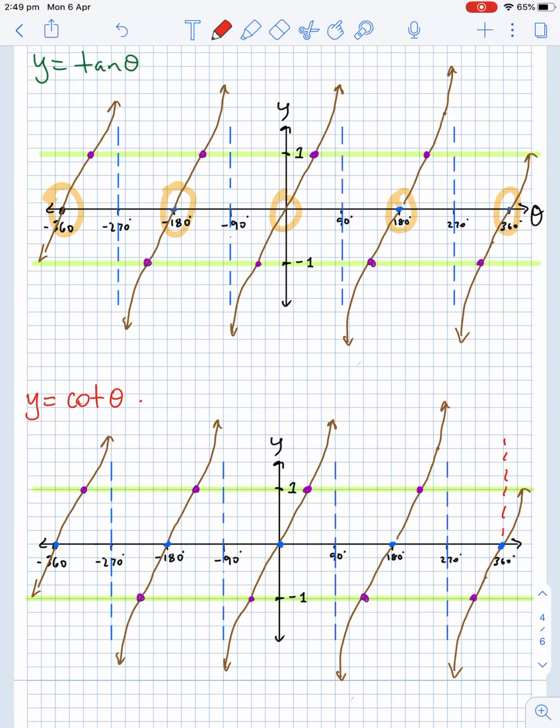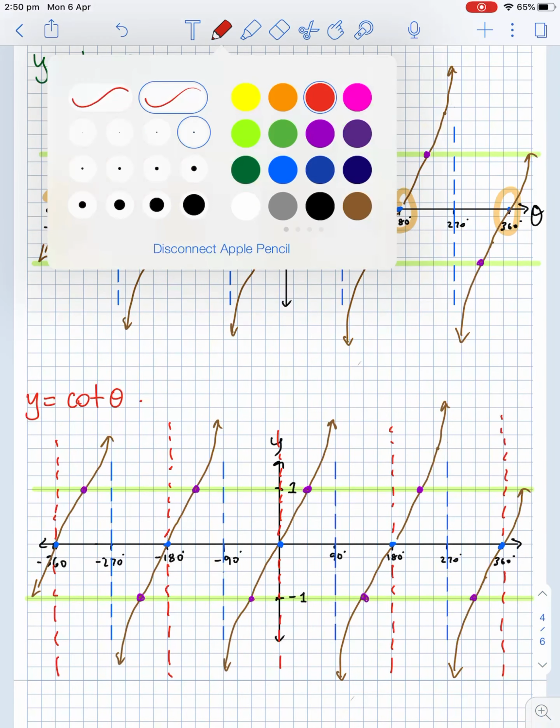So 0 is here, so new asymptote, I'll put this in red. One here for 180 because it equals 0. The y-axis is going to be an asymptote. Asymptote here for cot theta because it equals 0. And over here as well. Okay, so we see our asymptotes. We also want to use our plus and minus 1s, so they're going to be the same.